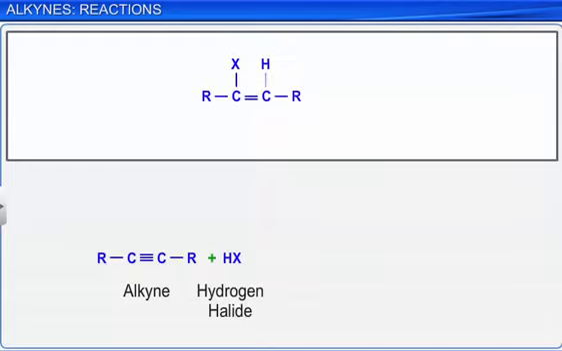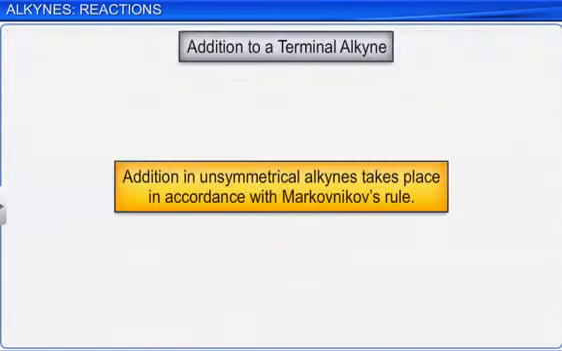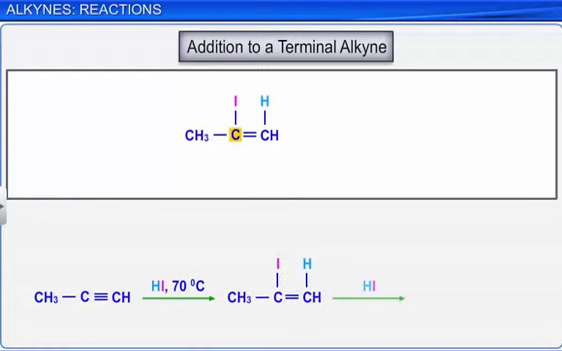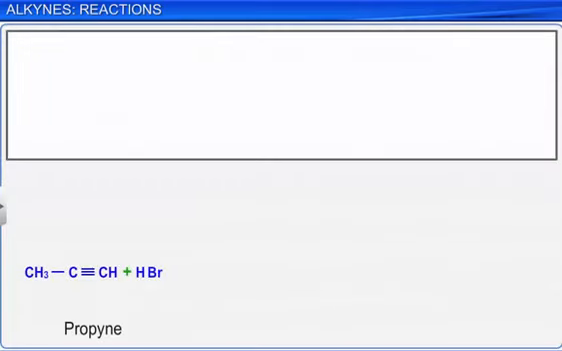Addition in unsymmetrical alkynes takes place in accordance with Markovnikov's rule. This rule says that in an electrophilic addition reaction, the negative part of an addendum attaches itself to the unsaturated carbon atom of the molecule having lesser number of hydrogen atoms. For example, propyne reacts with two molecules of hydrogen bromide and forms 2,2-dibromopropane in accordance with Markovnikov's rule as shown here.